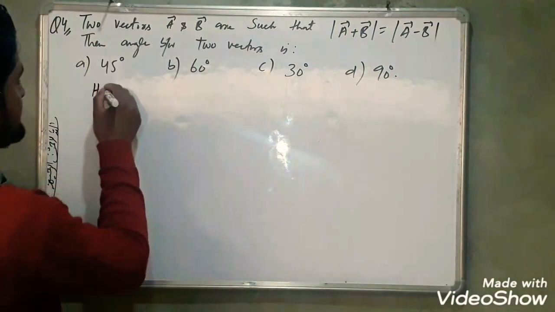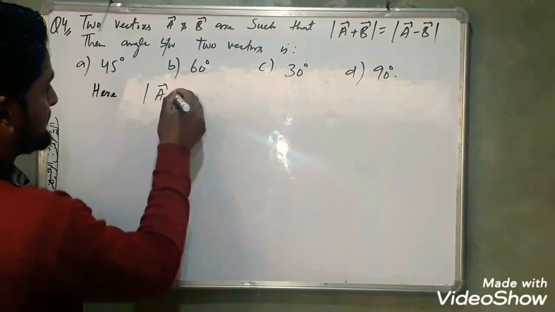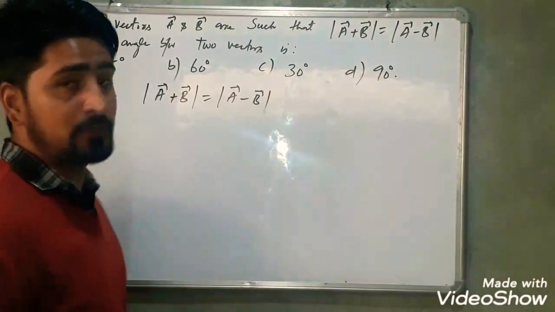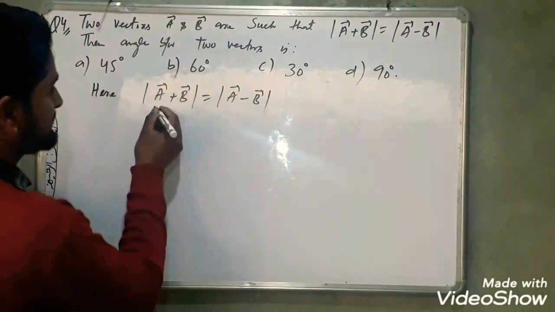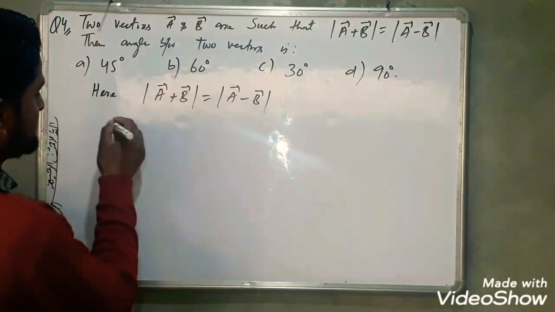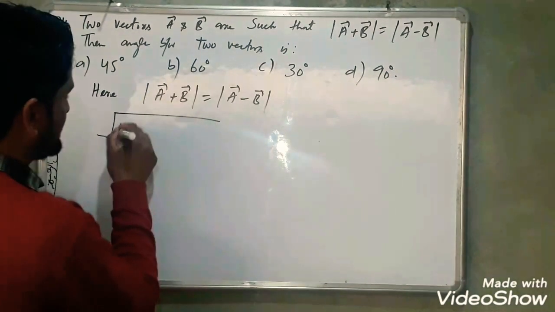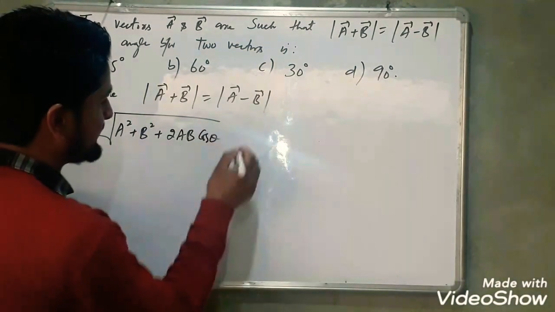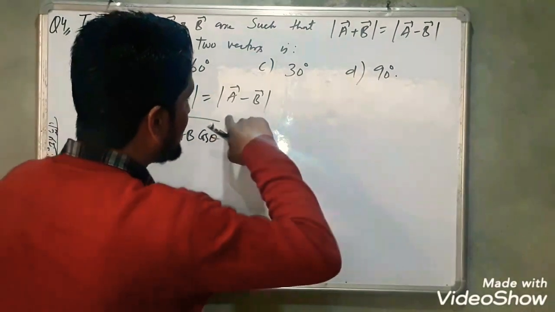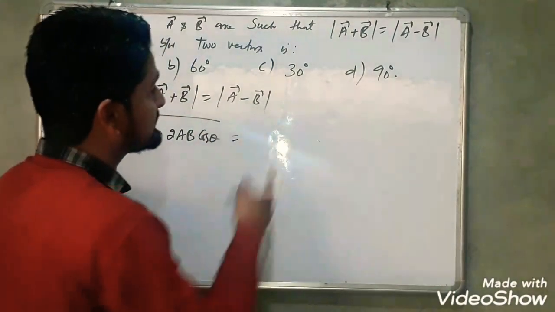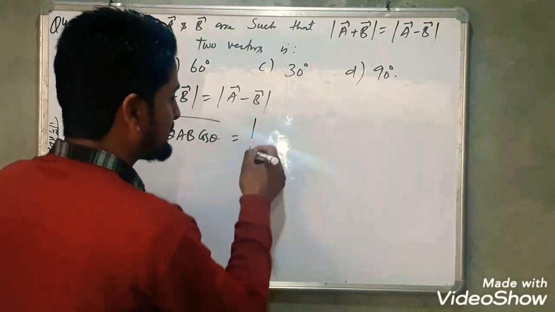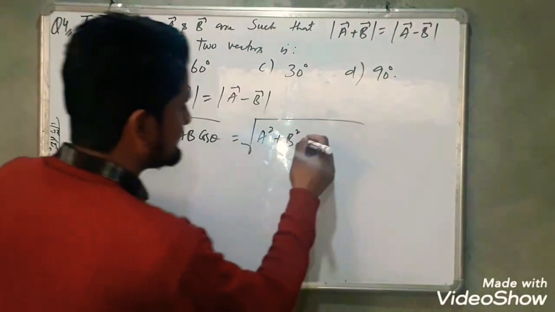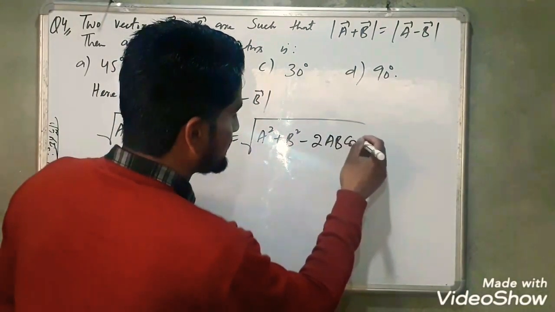Here, the given condition we have, magnitude of A plus B is equal to magnitude of A minus B. How to calculate the magnitude of resultant vector? This is the resultant of two vectors A and B. We can write it is under root of A square plus B square plus 2AB cos of theta. But here is the difference of two vectors A and B, you can write under root of A square plus B square. But यहाँ पे प्लस के बदले क्या आएगा? It is minus 2AB cos of theta.